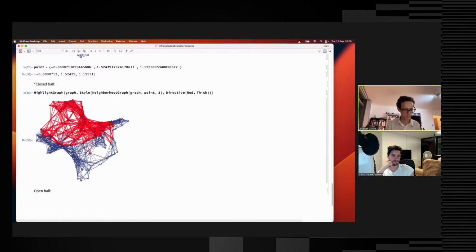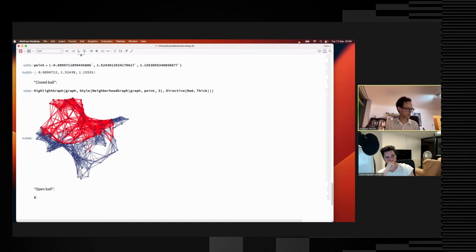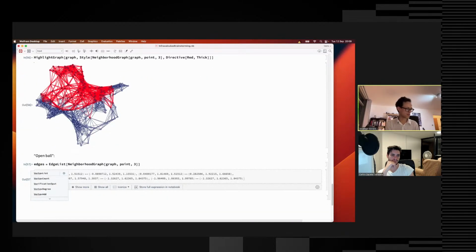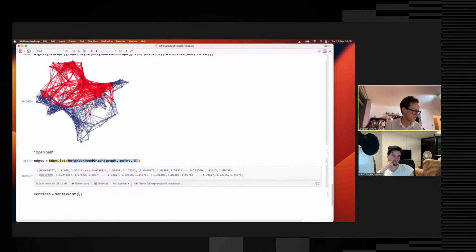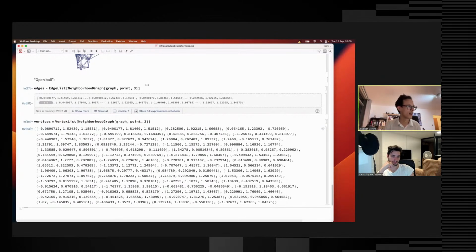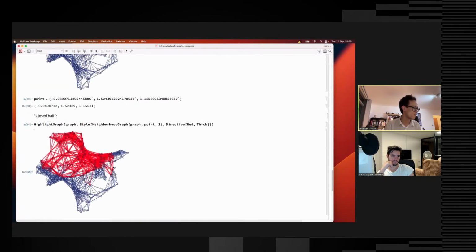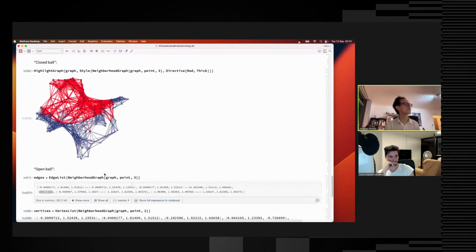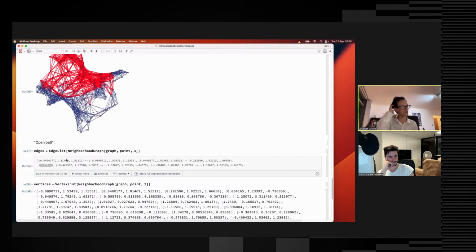I'll put this in inverted commas to say that we don't necessarily believe this yet. But then what we can do is take the edge list of this neighborhood graph. Let's call that edges. And then vertices is the vertex list. It's the neighborhood graph, except we don't want the full vertex list. Oh no, we actually want the vertex list of the ball of the previous radius, I think. So that's not going to be a valid graph if we try to plot it, so what's the good way of plotting this?